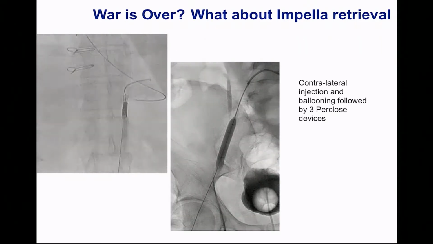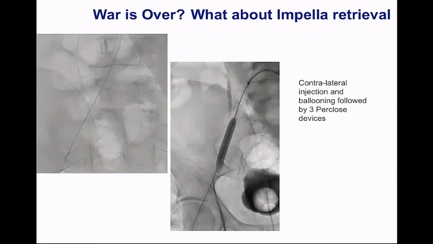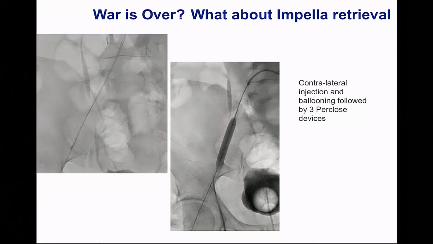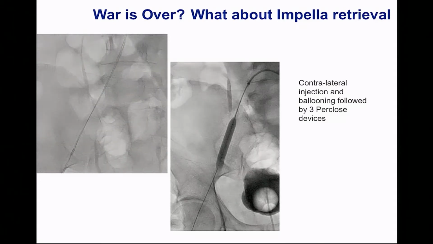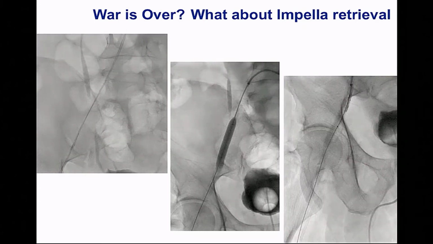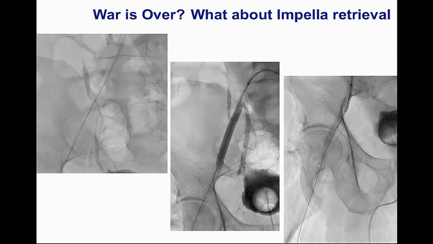We brought back everything, exchanged, put an MP catheter, exchanged for a .035 wire, performed our 3 Perclose, and did some ballooning just to maintain hemostasis while doing the Perclose. And unfortunately, it's not showing, but we had a really good result in the end.